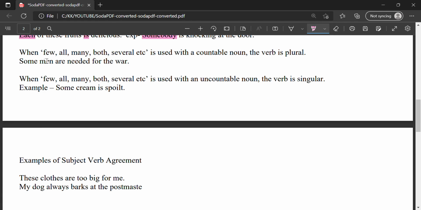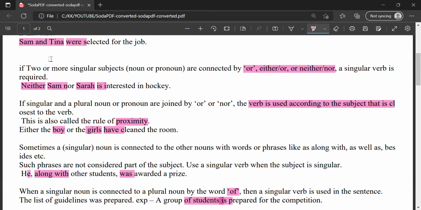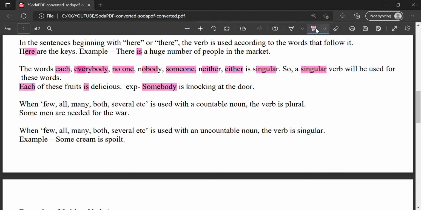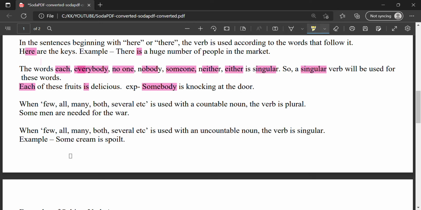Then we have other examples. What is happening right here from top to bottom is how you're supposed to use a verb with what kind of subject. That's all it is. So few, all, many, both, several, etc. These words are used with countable nouns. The verb is plural. Some men are needed for the war.